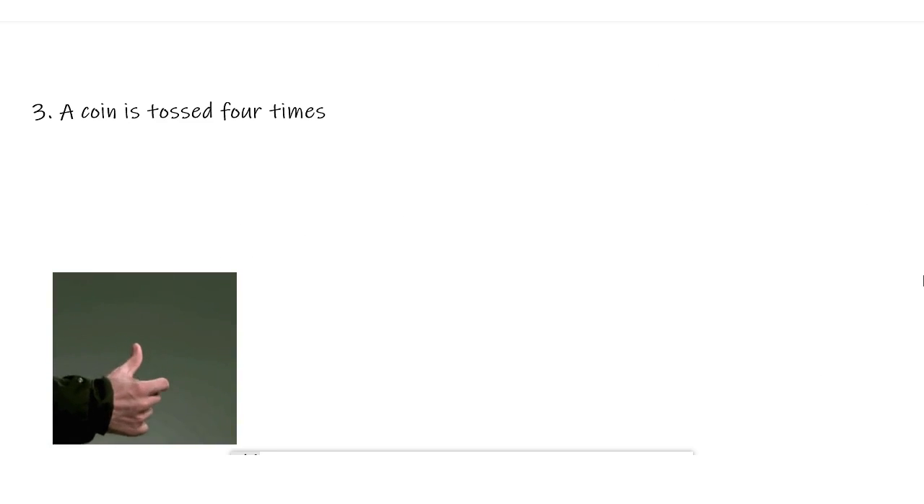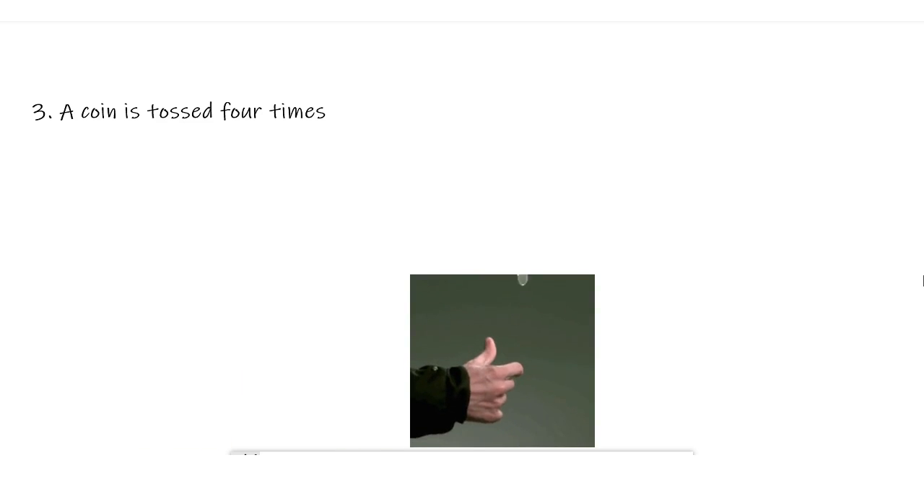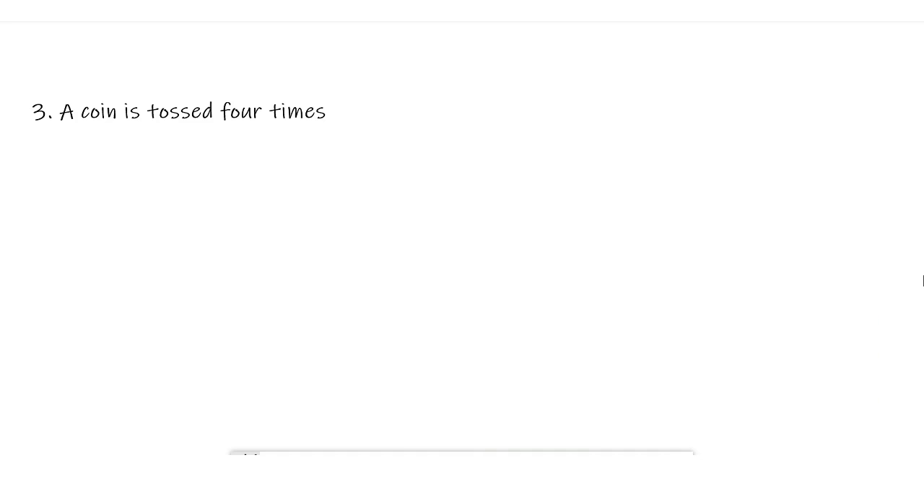Question 3. A coin is tossed 4 times. Then our sample space will be, when we toss a coin 4 times, the first toss may give head or tail, second toss may give head or tail, third toss may give head or tail, and fourth toss may give head or tail. So if we note down the total sample space and sample points, it can be noted like this. If all heads come, then it will be H, H, H, H.